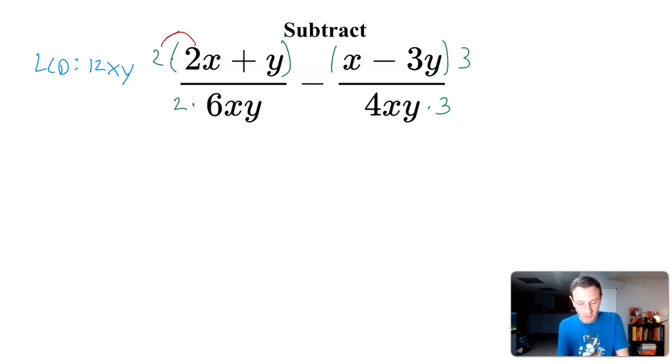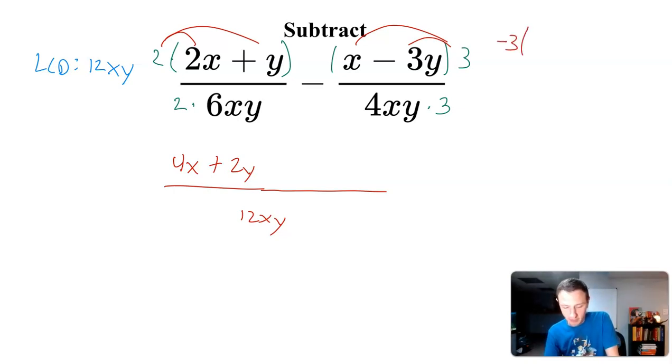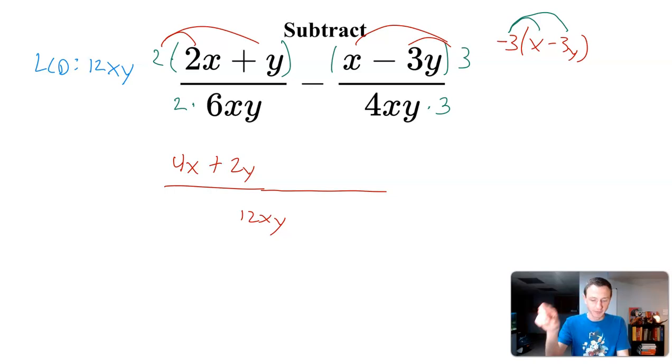So I'm going to distribute the 2. 2 times 2 is 4x plus 2 times y is 2y over 12xy. I'm going to go ahead and just extend this out now. Here's where we have to think, because I'm doing 3 times x and then 3 times negative 3y, but it's being subtracted. So I could do this in 2 steps. I can distribute the 3 and then distribute the negative back, or I could think of this as negative 3 times (x - 3y), which is then going to be negative 3 times x and negative 3 times negative 3y. So it's distributing the negative 3.